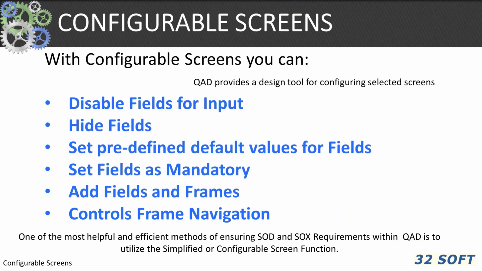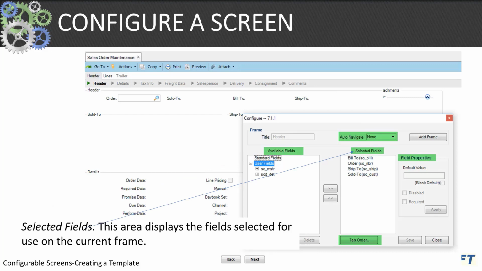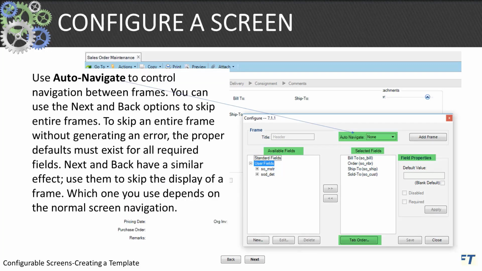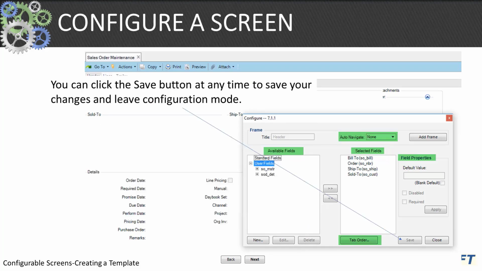Another valuable tool for controlling input into QAD is the use of configurable screens. With configurable screens, you can define fields, hide fields, predefine values, define mandatory fields, define frames and fields. In addition, you can control the frame navigation. A very handy tool. With configurable screens, you can choose available fields. You can select the fields you want to display. You can set auto-navigate options on a frame. You can set the tab order. And you can save each configuration independently.